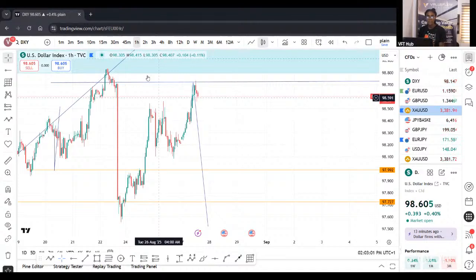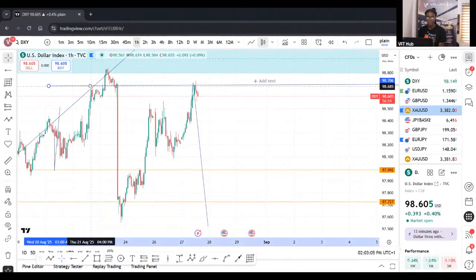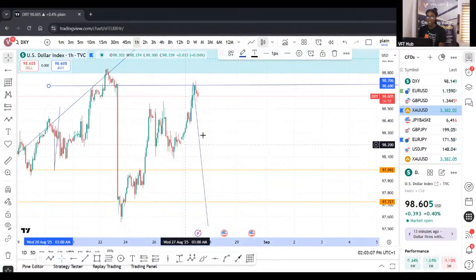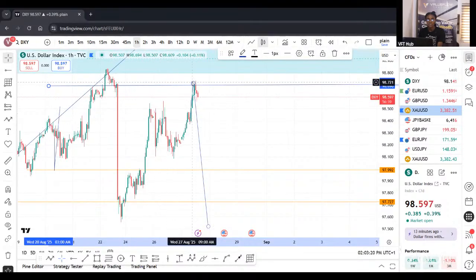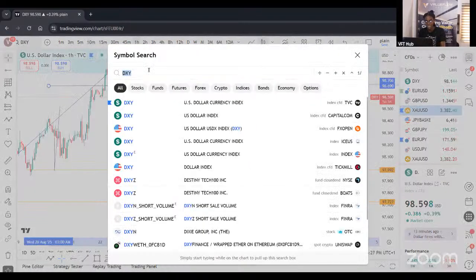On the 1-hour time frame, I can actually spot this shoulder at 98.690, sweep to the upside, break to the downside. Price is presently at the left shoulder. So for me, I will be warming up to sell the dollar short term, of course, because overall long term I'm looking out for buy opportunities on the daily time frame.